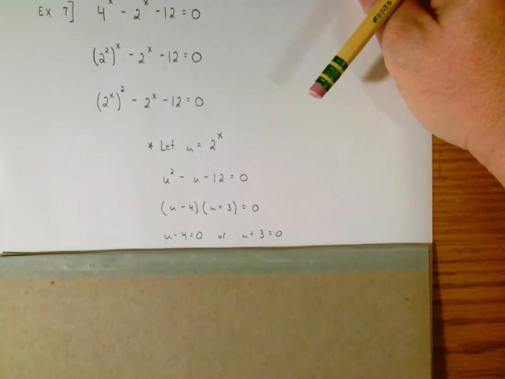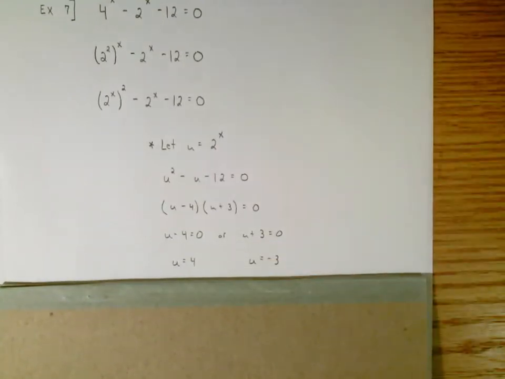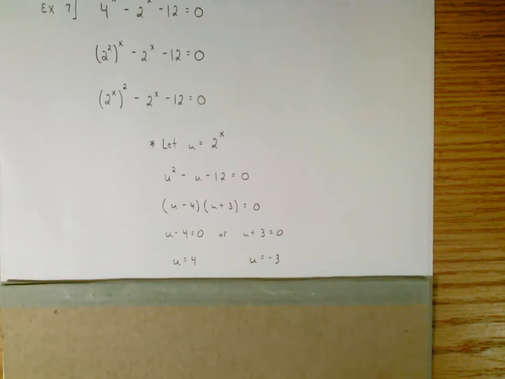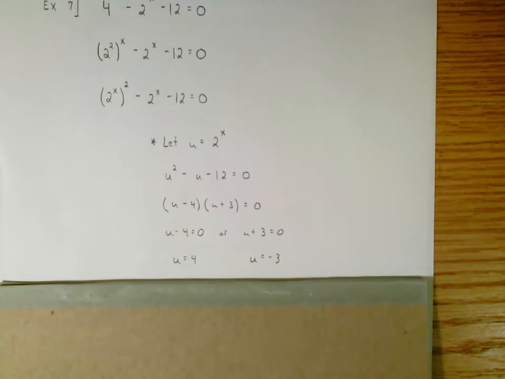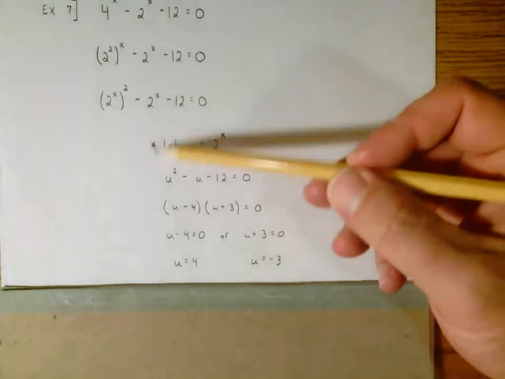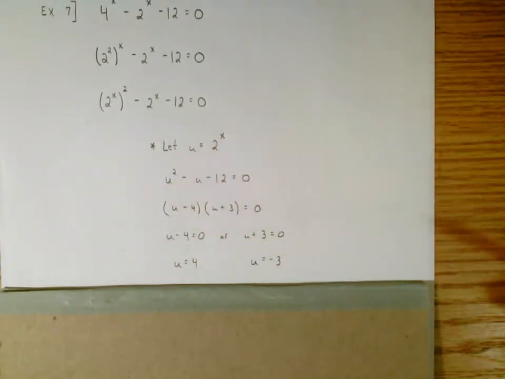If I was unable to factor this, I would have to use the quadratic formula or completing the square. So now in this situation, I've got u equals 4 or u equals negative 3. Okay? So I have found two values for the variable u. However, I'm actually not solving for the variable u. I'm supposed to be solving for the variable x. So all of this work is with an easier variable.